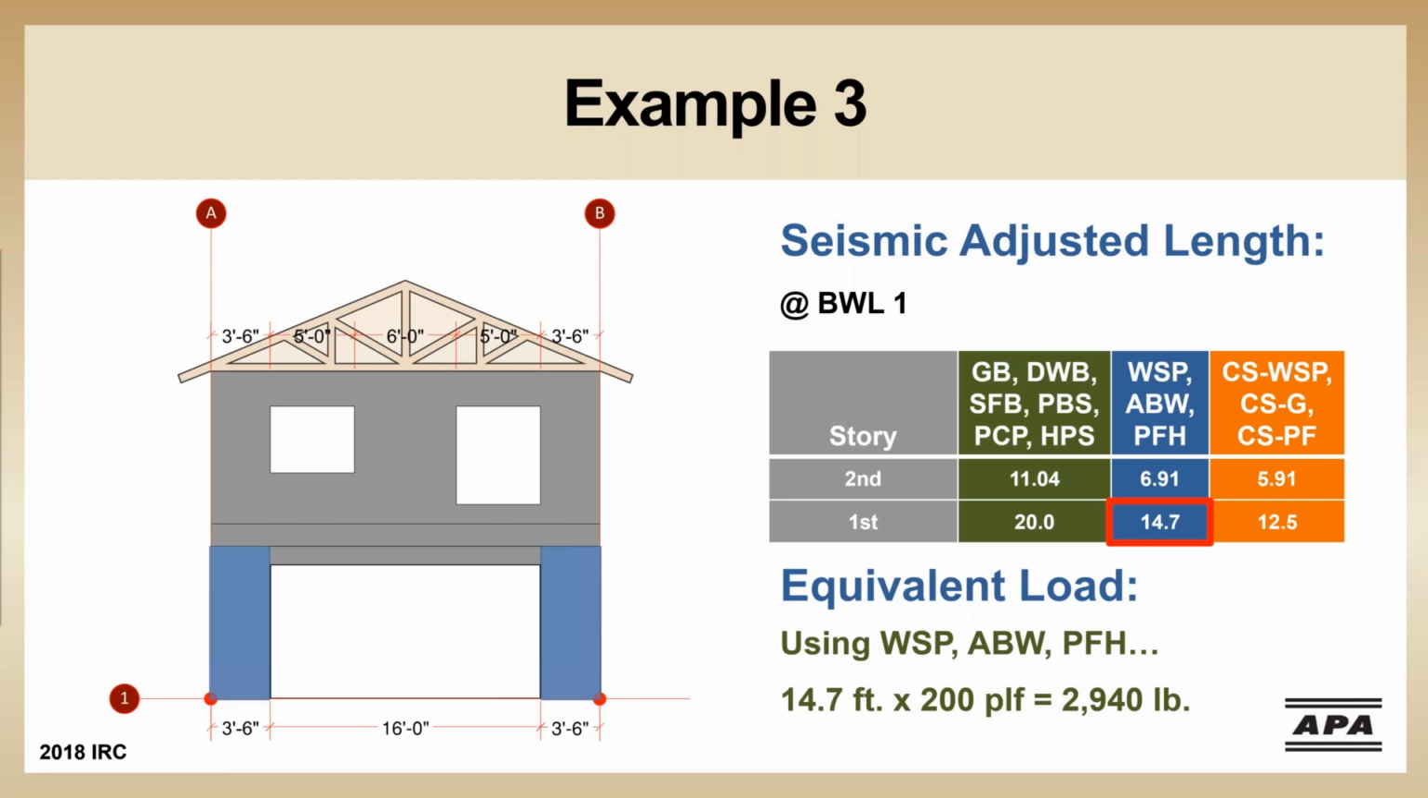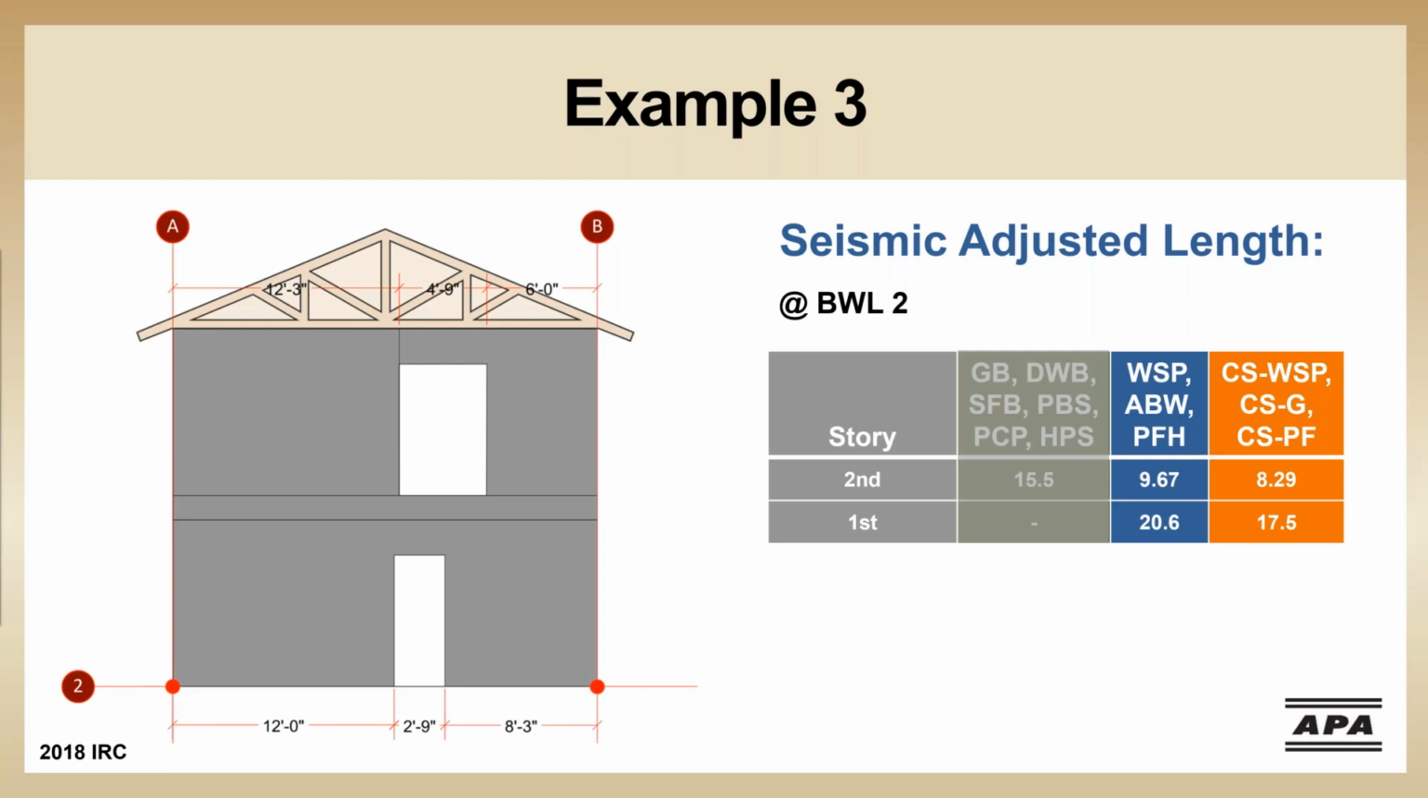You can also think of the 2,940 pounds as 1,470 pounds per each garage wall pier. The engineer can design for the 2,940 pounds of total lateral load in various ways. Discussing those various ways in the engineering designs is beyond the scope of this presentation.